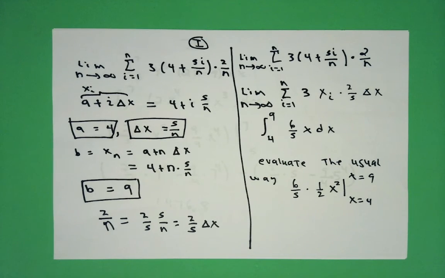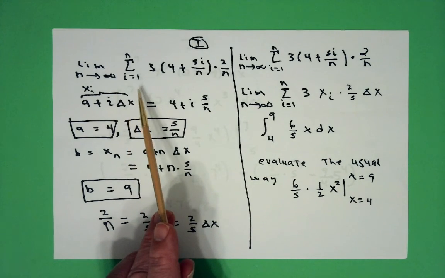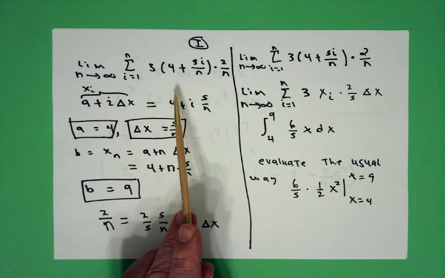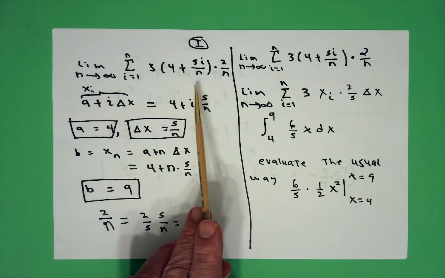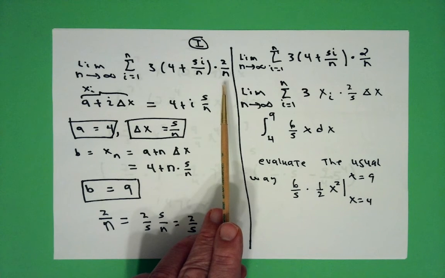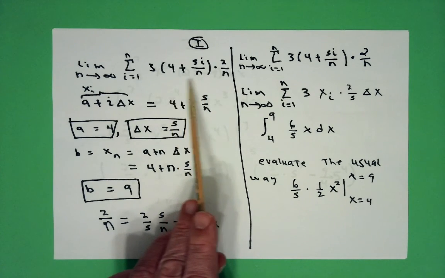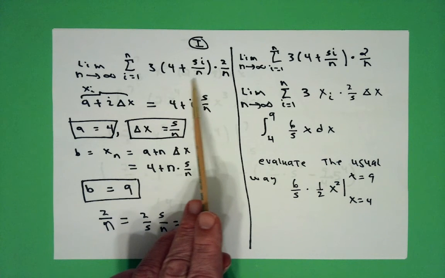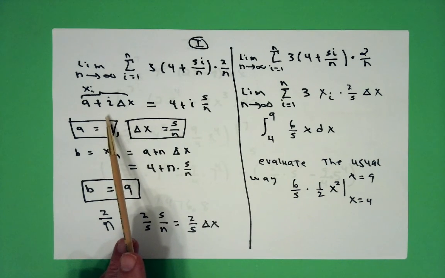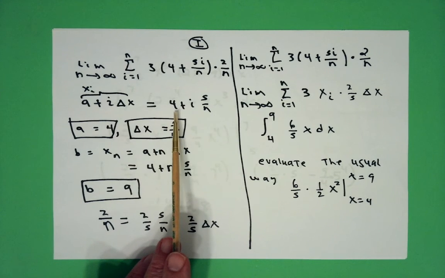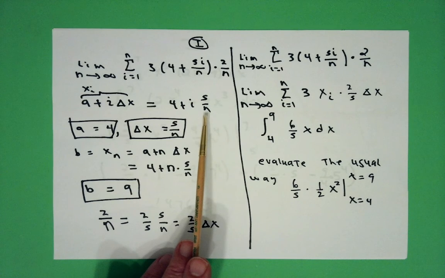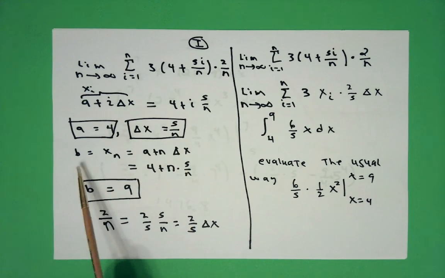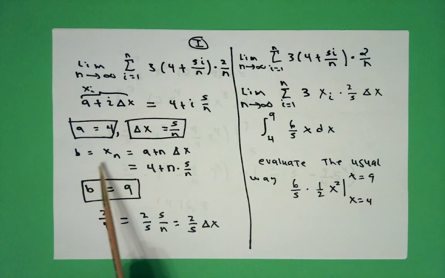For example, we'll look at the limit of the sum of 3 multiplied by 4 plus 5i over n times 2 over n. The thing to lock in on is the 4 plus 5i over n. I'm going to think of that as being x sub i, telling me that the a has to be 4 and the delta x has to be 5 over n. As we said, this immediately tells me how to get our hands on b. b works out to be 9.